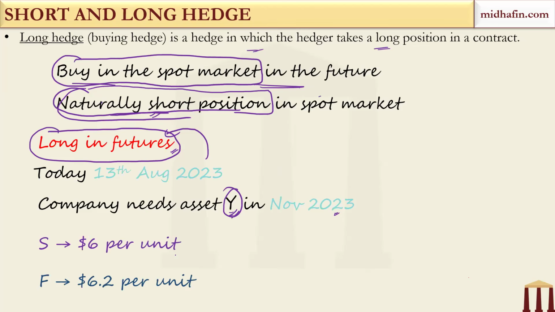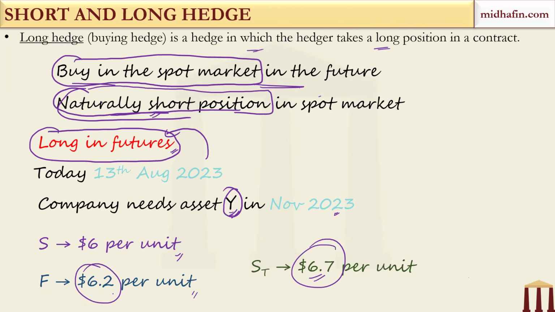Suppose this is the spot price and this is the futures price at that time, and at expiration the spot price becomes 6.7. Then the company will execute the forward contract or futures contract and buy the asset at $6.2 per unit rather than its high market price of 6.7. So, hedging purpose.